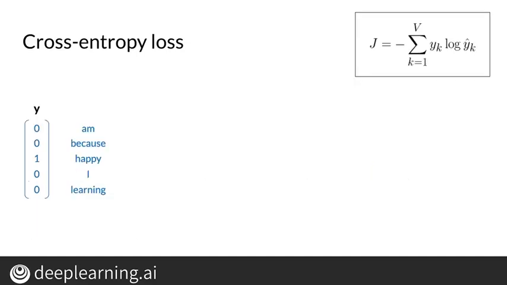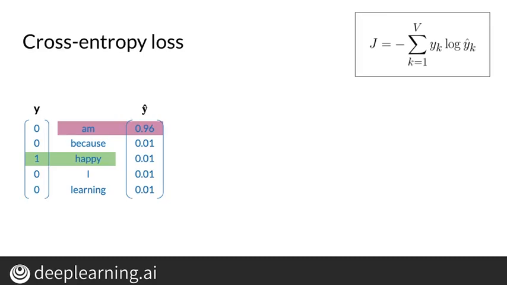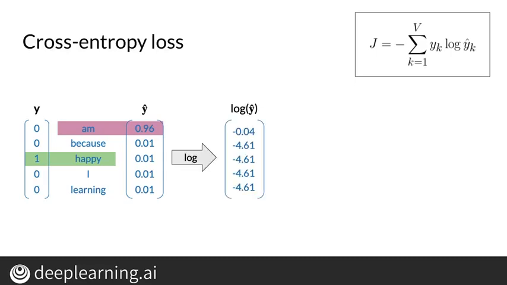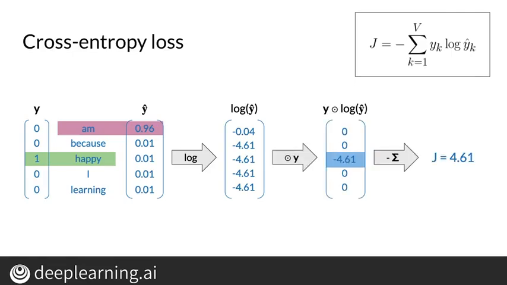Now, what if the prediction was wrong? Say that the predicted vector was 0.96, 0.01, 0.01, 0.01, predicting am instead of happy. The log would be this vector. Multiplying element-wise by y would give us this vector. Then the sum is negative 4.61, and the loss is negative 1 times this, so positive 4.61. So you can see that the loss is larger when the prediction is incorrect.